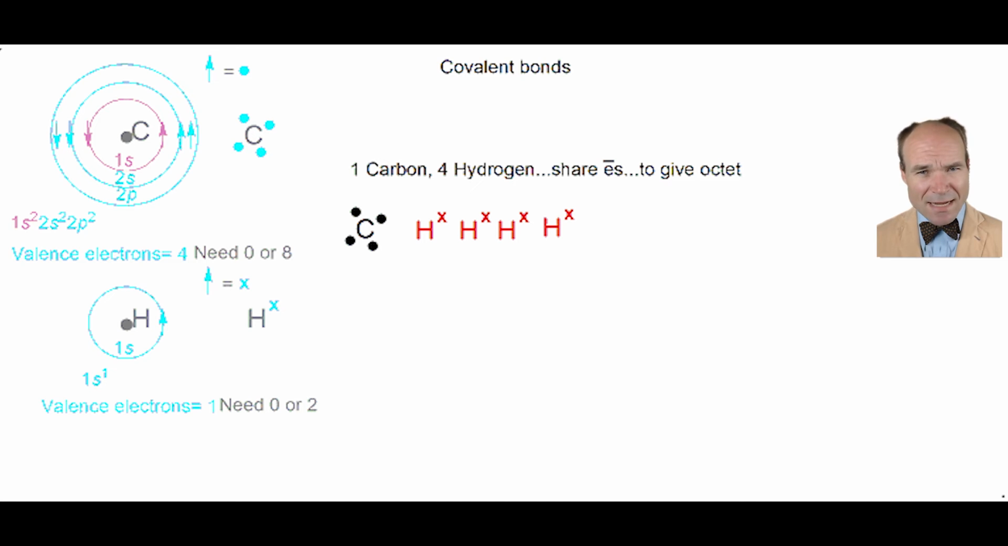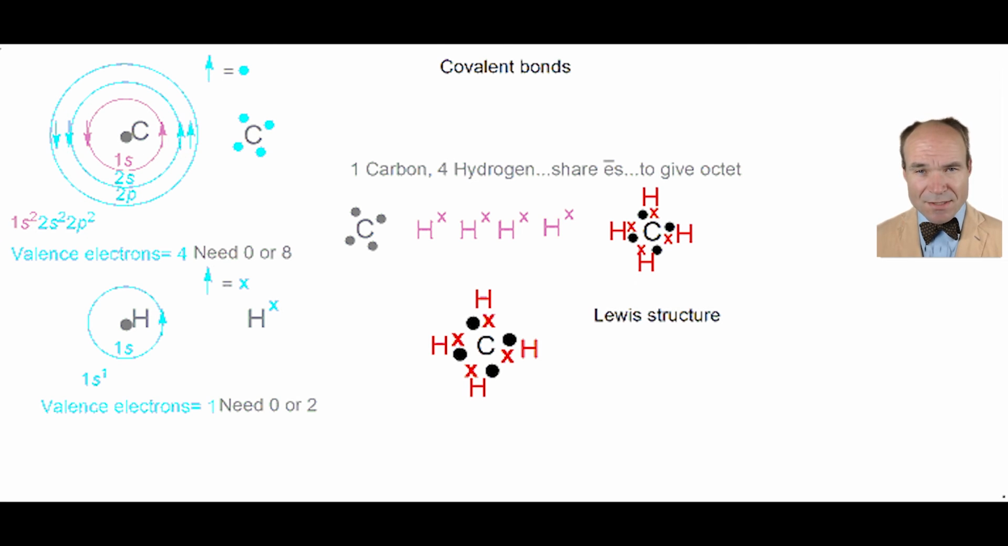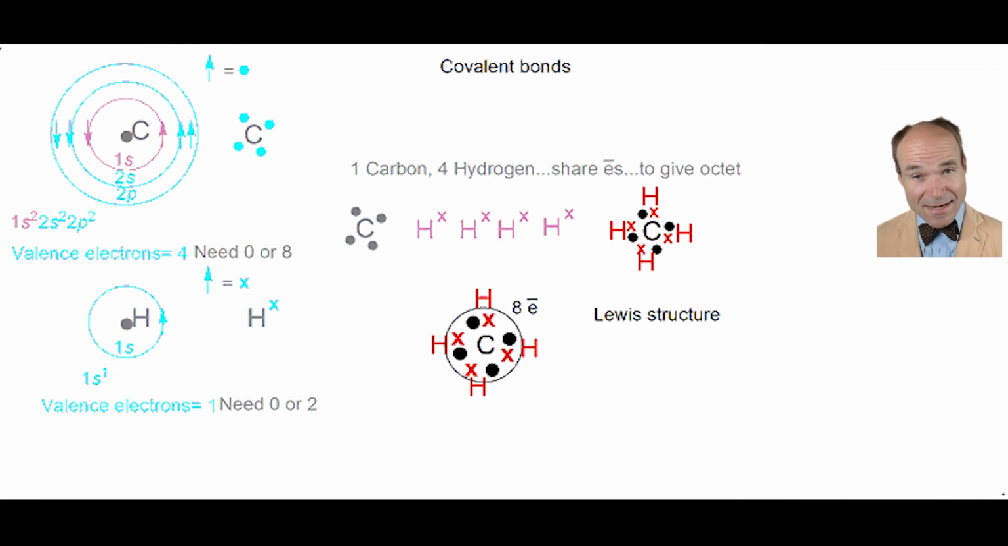The act of sharing electrons creates a covalent bond, and we can depict this as an X and a dot next to each other to show the pair of electrons involved. This is called a Lewis structure, and if we look at it, we can see that each hydrogen has shared its electron with the carbon, and the carbon outer shell has gone from 4 to 8 valence electrons, and now it's gained extra stability through the octet rule.